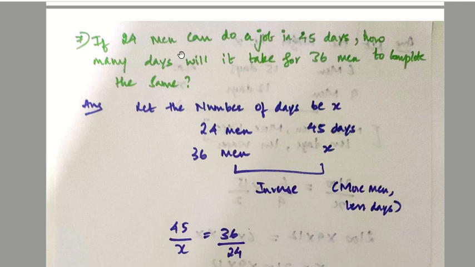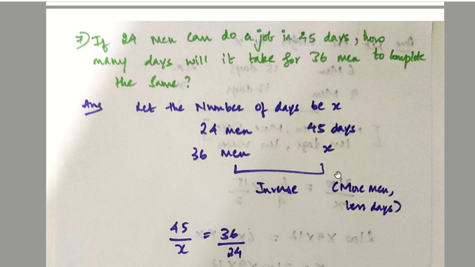If 24 men can do a job in 45 days, how many days will it take for 36 men to complete the same? So let the number of days be x. Therefore, if 24 men can do the job in 45 days, 36 men can do it in how many days?